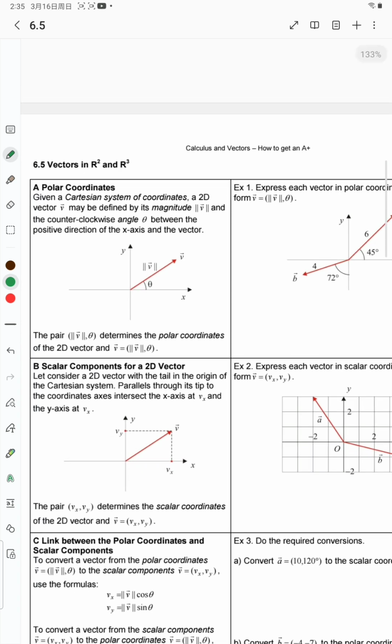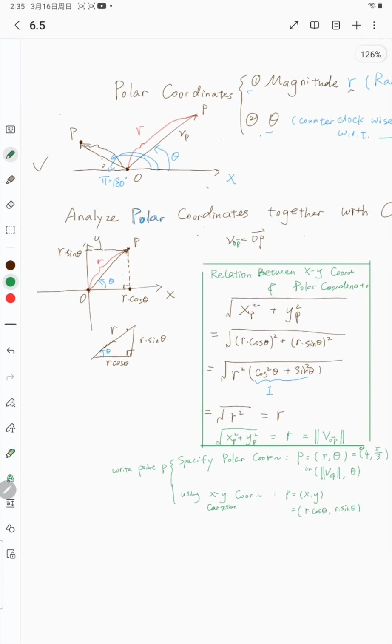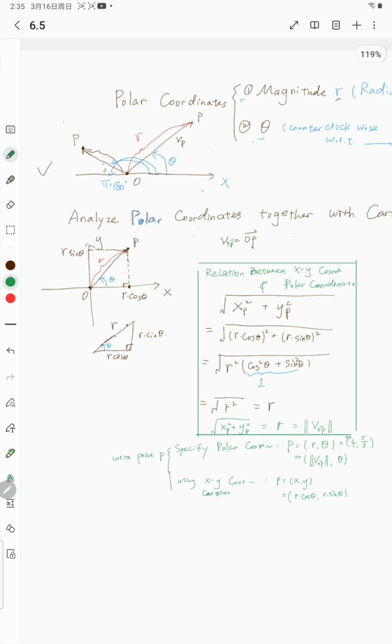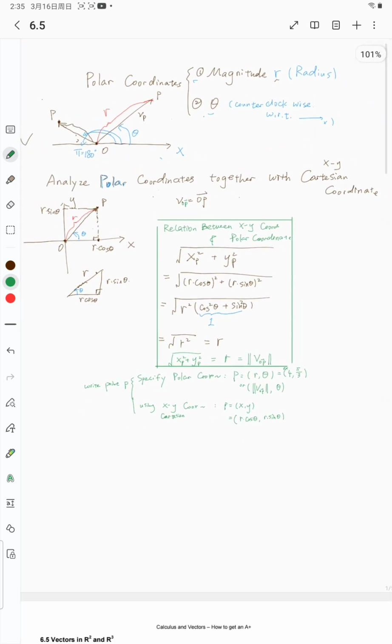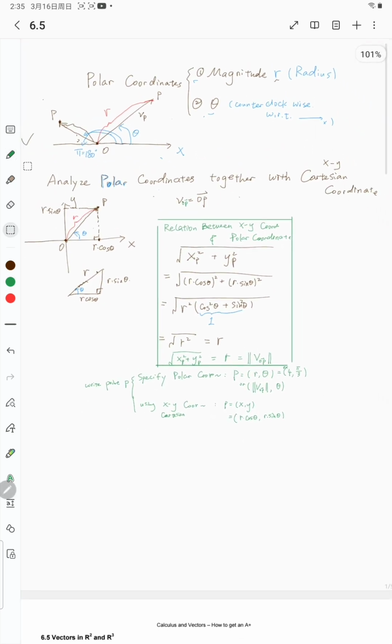And here, okay, so let's see. Given a Cartesian system of coordinates, a 2D vector may be defined as a magnitude v and a counterclockwise angle from the positive direction of the axis to the vector. Okay, exactly what we talked about, right? The two components of polar coordinates here.